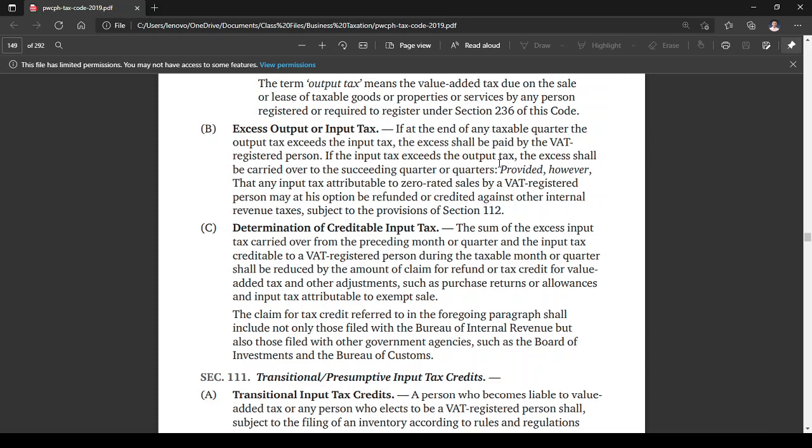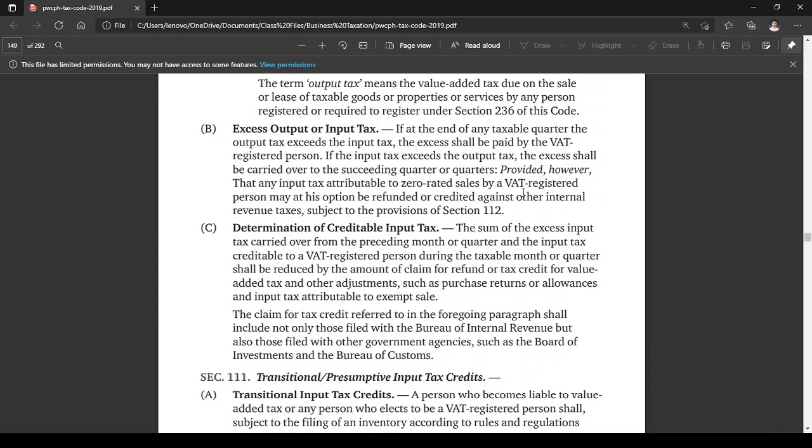Okay, so kapag mas malaki yung output tax natin kaysa sa input tax, let's just give an example. For example, meron tayong 60,000 na output VAT, tapos meron tayong 50,000 na input VAT. So dahil mas malaki yung output VAT natin, syempre ide-deduct natin siya sa input tax. So 60,000 less 50,000, 10,000 ang VAT payable natin. So babayaran natin yung 10,000 na yon.